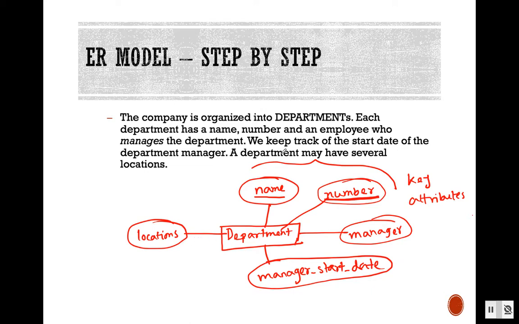And here it says that a department may have several locations. Now it means that the location will be a multi-valued attribute. Okay, so we are going to use double oval here. All right, so that's our entity diagram for department table, or I should say department entity.